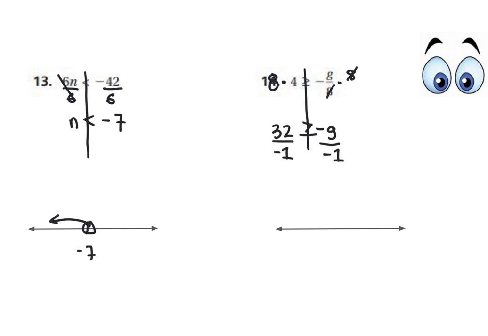The reason we're doing this is because on the right side, a negative divided by a negative is a positive, and g divided by 1 is just g. Because we divided by a negative, we're going to flip our inequality sign, and then on the left side, a positive divided by a negative is negative, and 32 divided by 1 is 32. So negative 32 is our point. It will be a filled-in circle because g could be greater than negative 32, or it could be equal to.